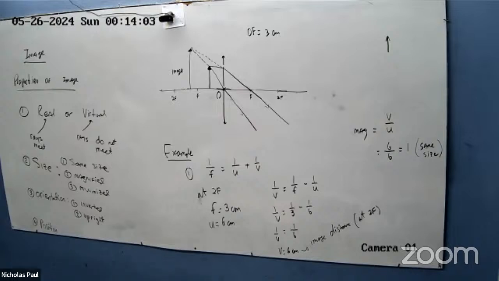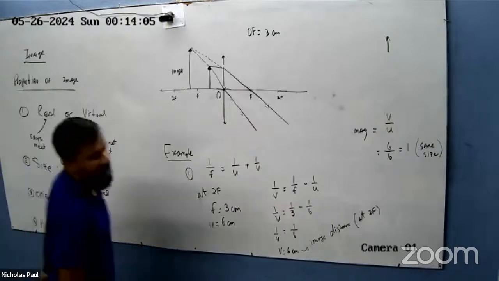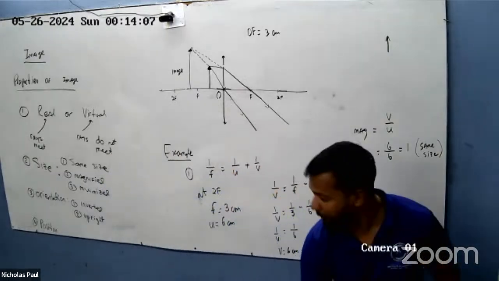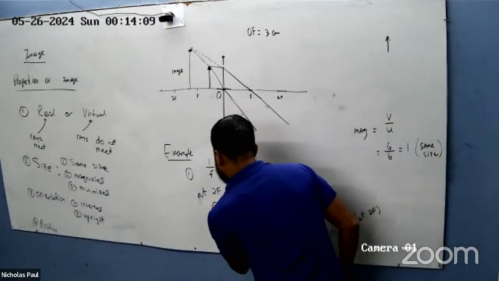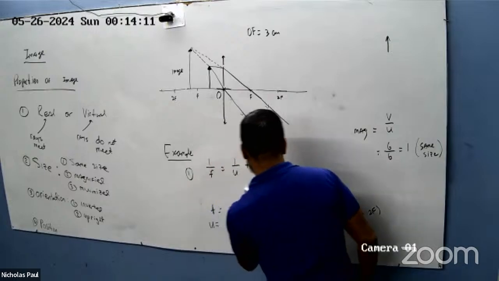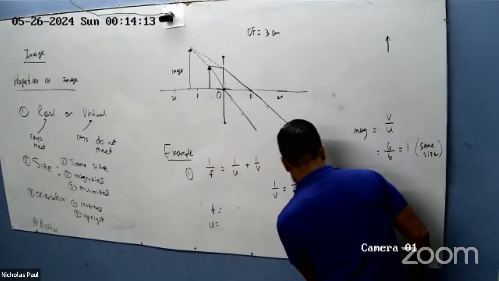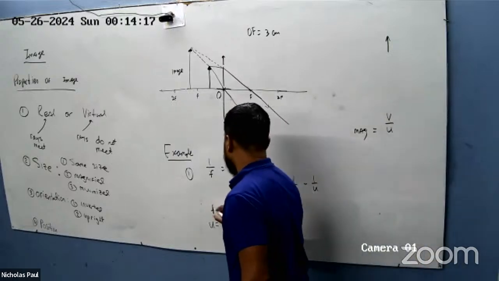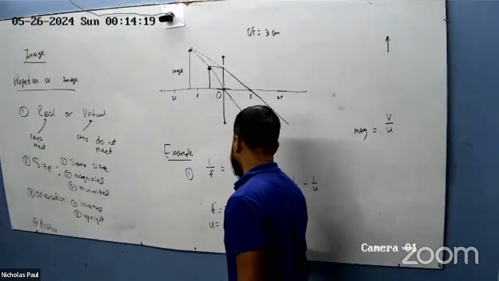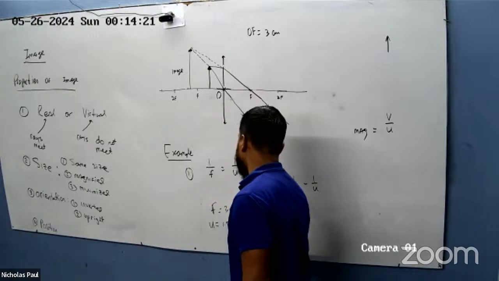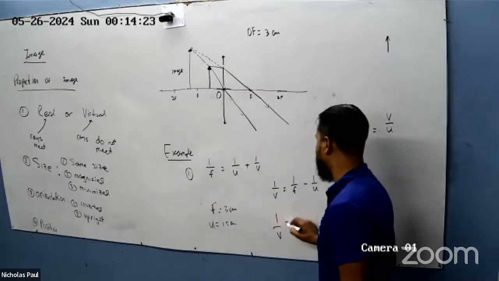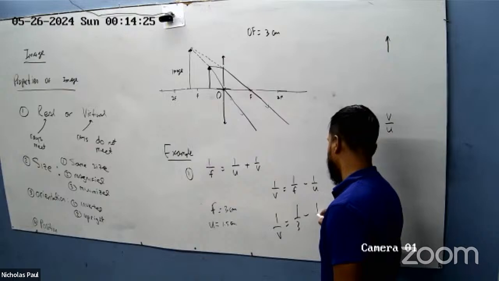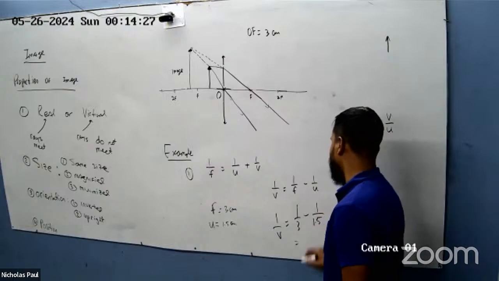For those who did the virtual, for those who did the O to F, here's what happened. Let's just check out the one between O and F. Same thing, you have 3 centimeters here. This is 1.5. So 1 on V is equal to 1 on 3 minus 1 over 1.5.